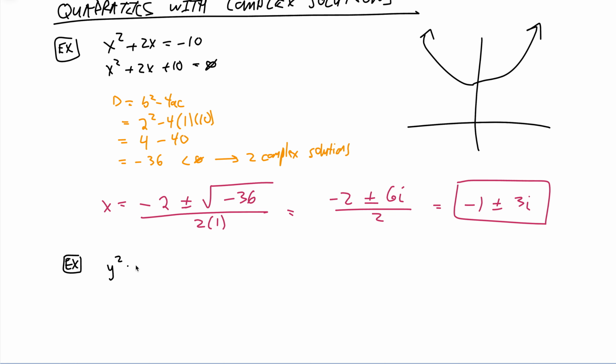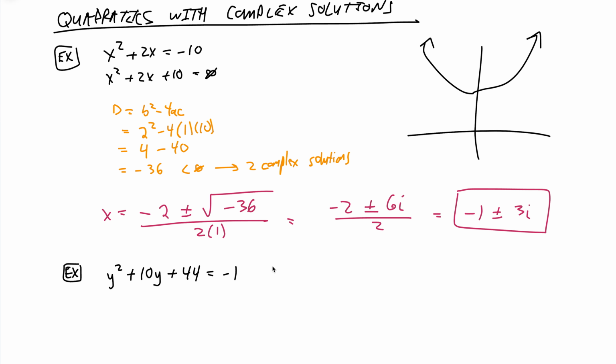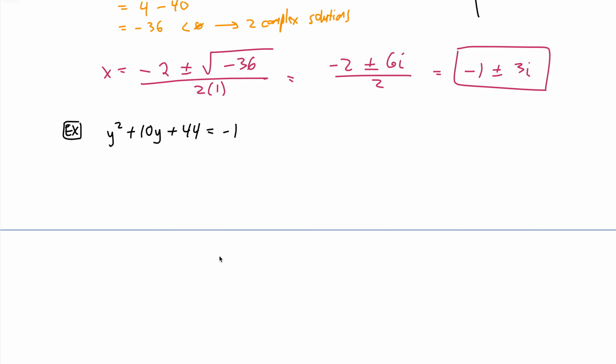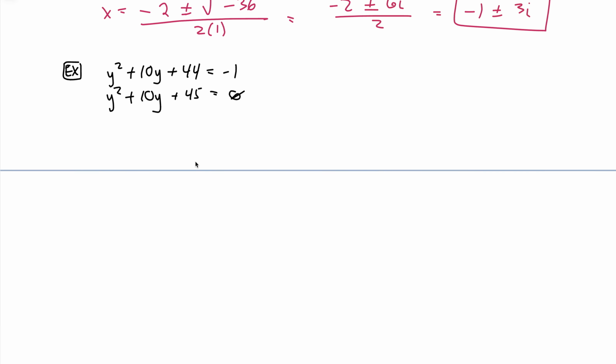Let's try another thing. y squared plus 10y plus 44 equals negative 1. Again, I'm going to try and solve this. Note that this is a quadratic. I just changed my variable from x to y. It's not a big deal, right? I can make the variable whatever I want. So first step, as usual, is I'm going to put everything on one side, make this equal to 0. So y squared plus 10y plus 45 equals 0. Okay. Again, I don't really know. This could factor, but for the sake of it, I'm just going to automatically jump to the quadratic formula.